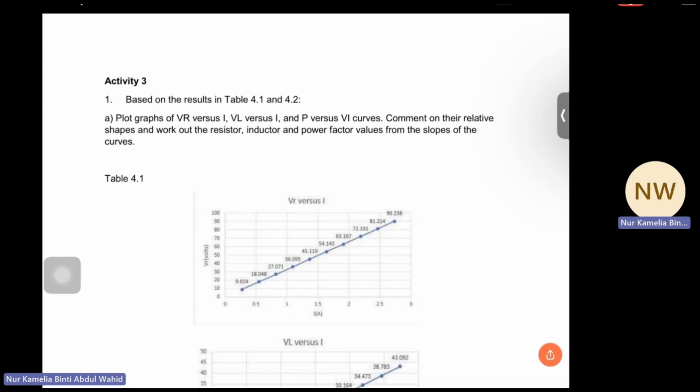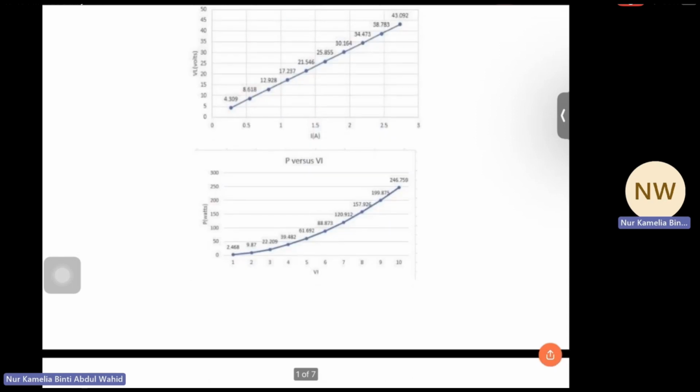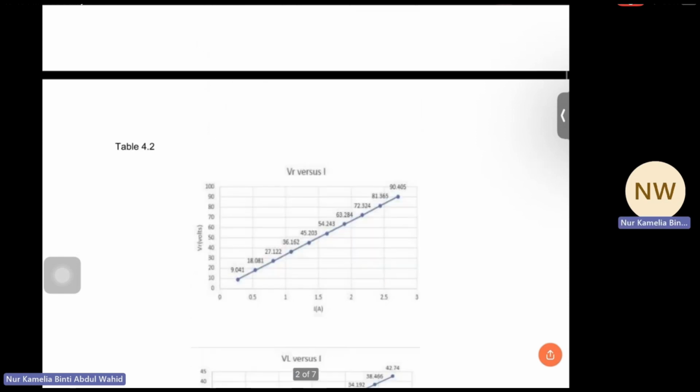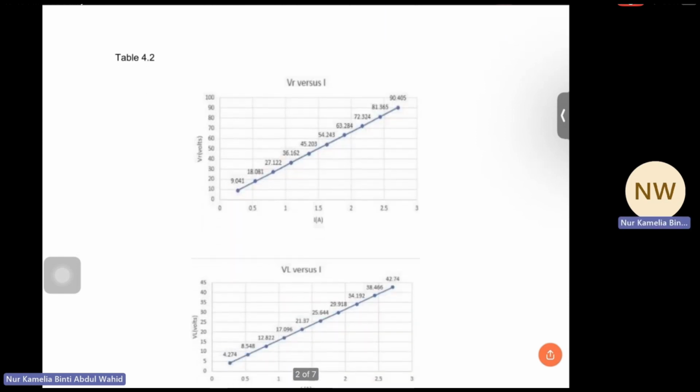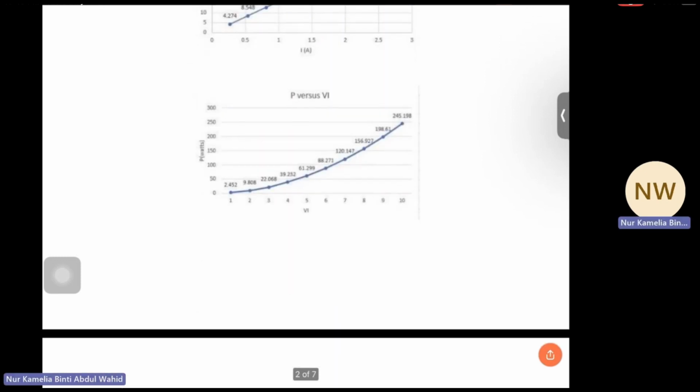Okay, for activity 3, based on the result in table 4.1 and 4.2, plot a graph of VR versus I, VL versus I, and P versus VI. As you can see, for table 4.1, VR versus I and VL versus I graphs are linear, while P versus VI is a little bit curved. For table 4.2, VR versus I and VL versus I are the same, which is linear. Meanwhile, for P versus VI, the graph is curved.